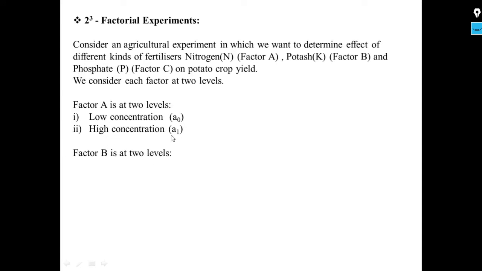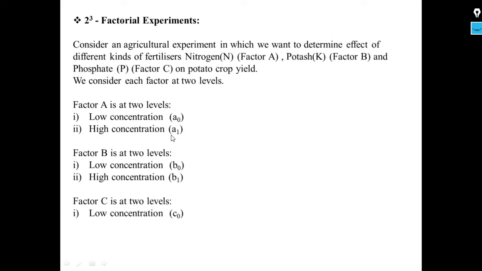Then similarly we consider factor B also at 2 levels. So the first level is low concentration, which is denoted by B naught, and the second is high concentration, which is denoted by B1. The third factor is also at 2 levels, that is low concentration, which is denoted by C naught, and high concentration, which is denoted by C1. So in general, when we consider a 2q factorial experiment, 0 denotes the low level of that particular factor and 1 denotes the high level or second level of that factor.